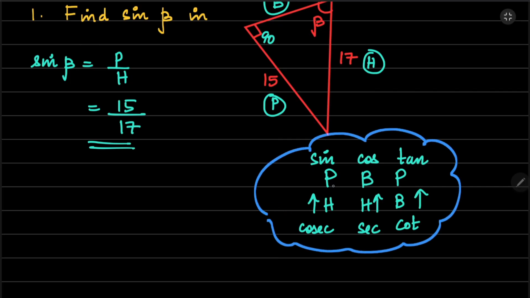There are various ways of remembering. I just told something which I commonly use, that is please bring pizza before having hamburger. You can come up with your own mnemonics and remember the trigonometric ratios. Okay, totally 6 ratios. Let's move on to the second question.